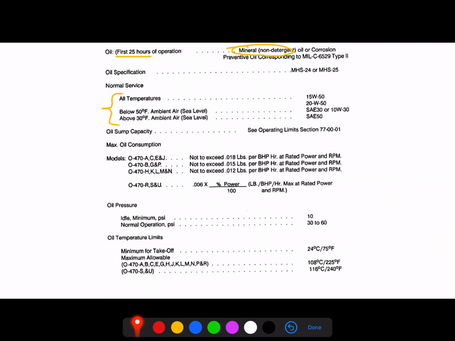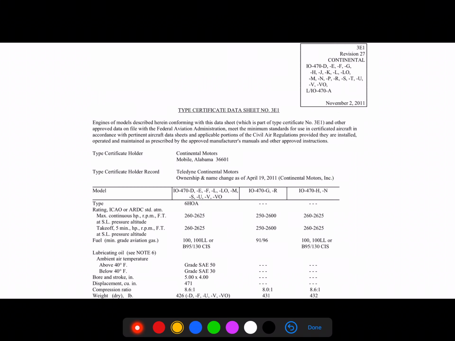We'll also get information here with oil pressure. So here we have our idle pressure and our normal operation pressure. We see we have 10 at idle and not to exceed 30 to 60 psi during normal operation. Pretty straightforward. What I want to talk to you about next is another resource we have.